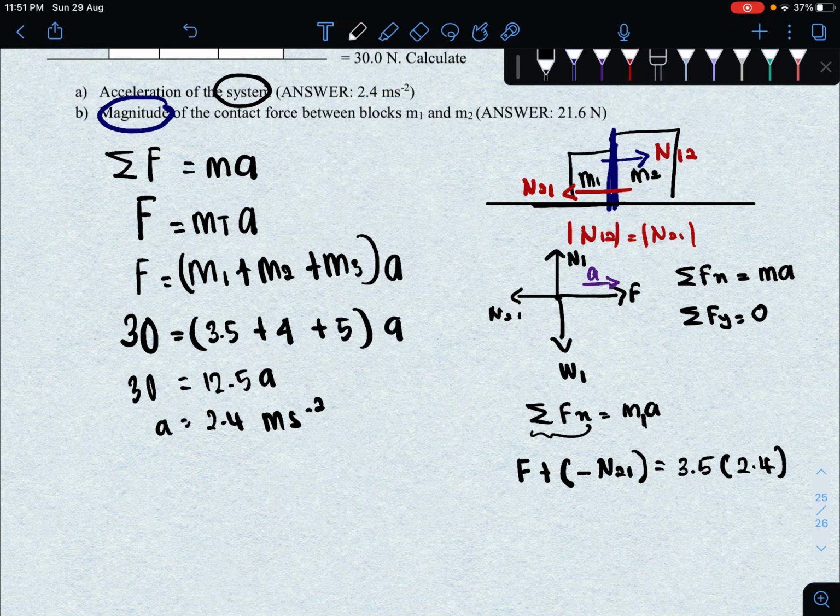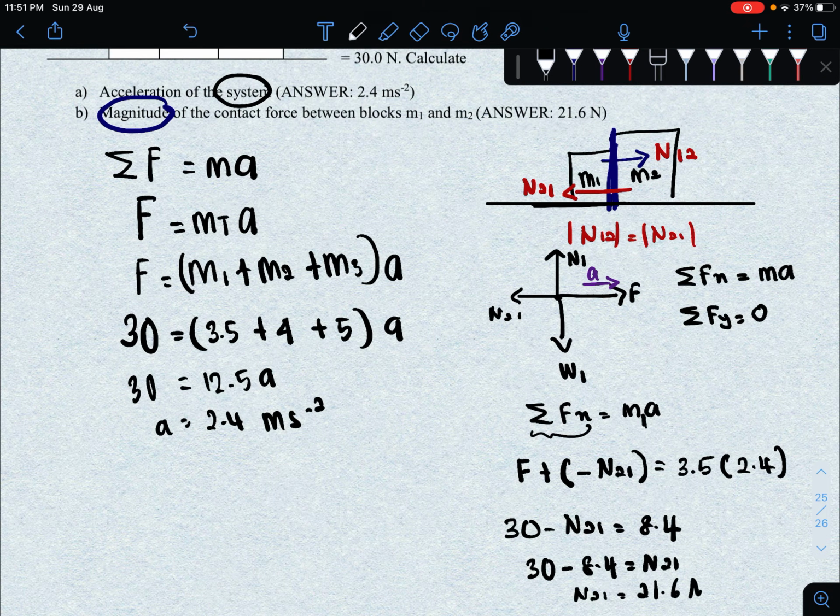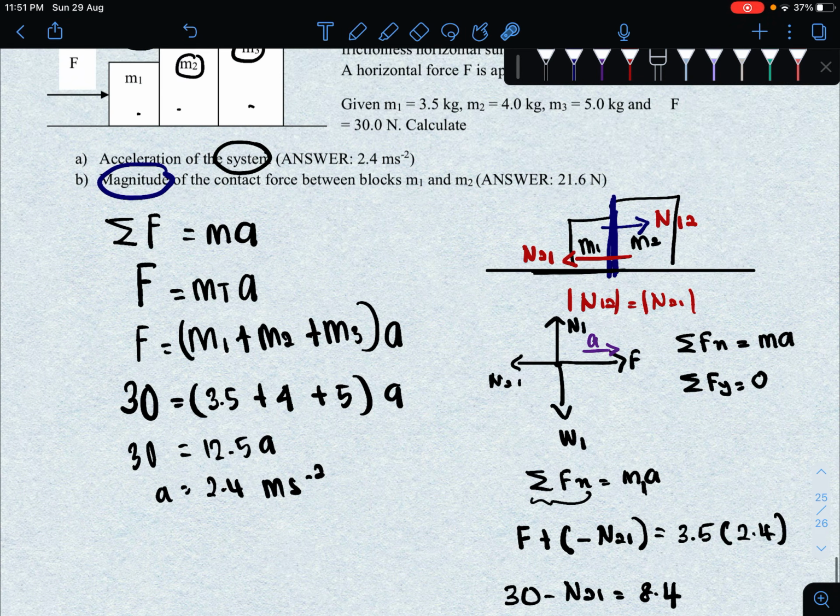Alright, so we're going to substitute all the values that we know. F here adalah 30 minus N21 is equals to 3.5 times 2.4. Kita dapat 8.4 dekat sini. So rearrange 30 minus 8.4 is equals to N21. So 30 tolak 8.4, you are going to get N21 sebanyak 21.6 Newton. So kita dah dapat jawapan. Inilah the contact force between object 1 and object 2. Okay, the forces here.